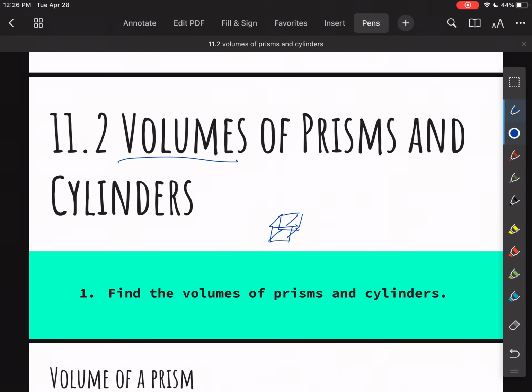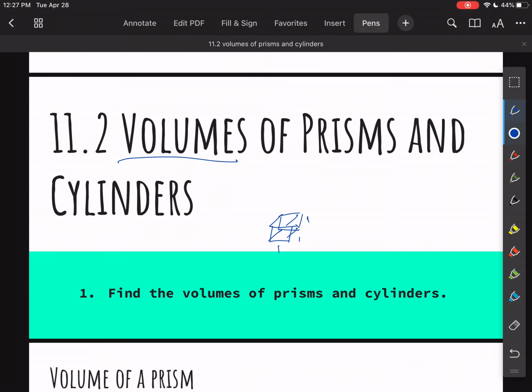All right, geometry, quick overview of 11.2, volumes of prisms and cylinders. So, hey guys, think about what a volume is for a second. Volume is just how much we can fit inside of something. In fact, it's just how many 1 by 1 by 1 cubes you can fit inside of a shape.